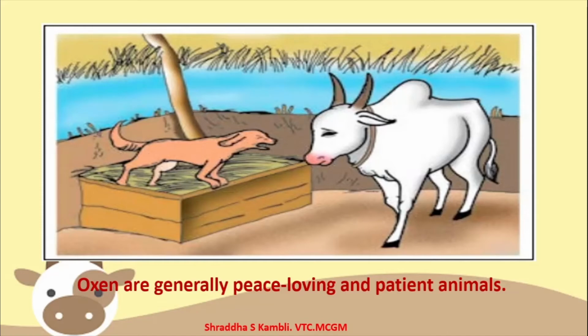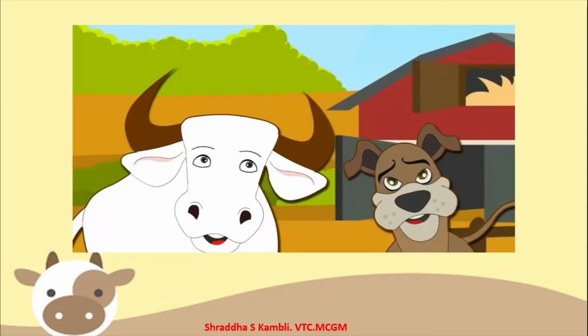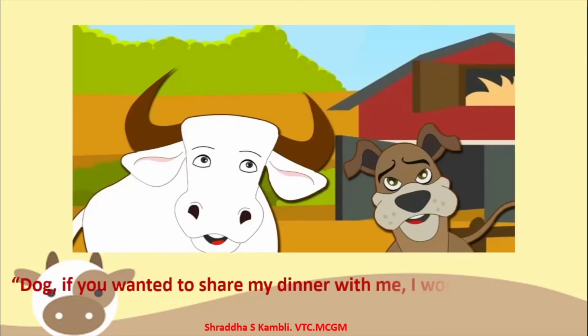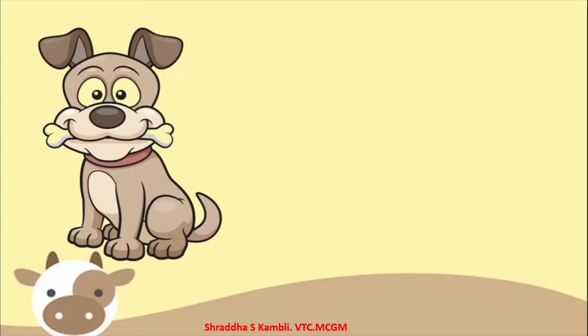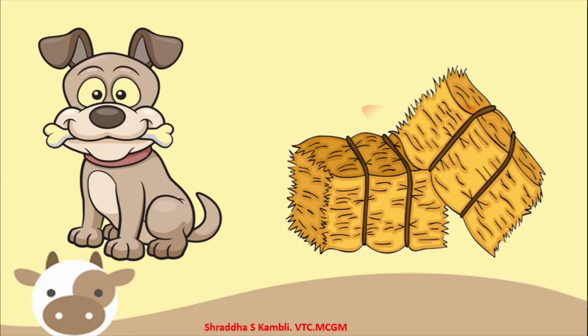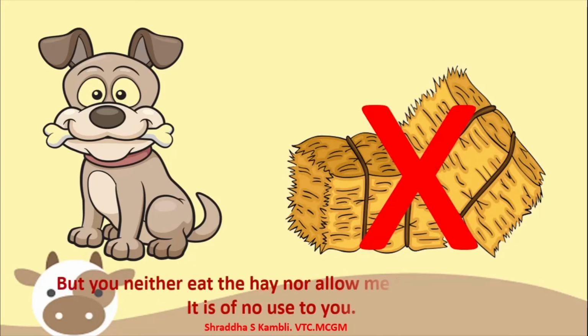But the dog was not allowing the ox to eat its food. So what did the ox say? The ox said, dog, if you wanted to share my dinner with me, I would not mind it. He said, I will not mind giving you my food. But we all know that dogs eat bones, and dogs do not eat hay. But he said, you neither eat the hay, nor do you allow me to enjoy it. It is of no use to you.